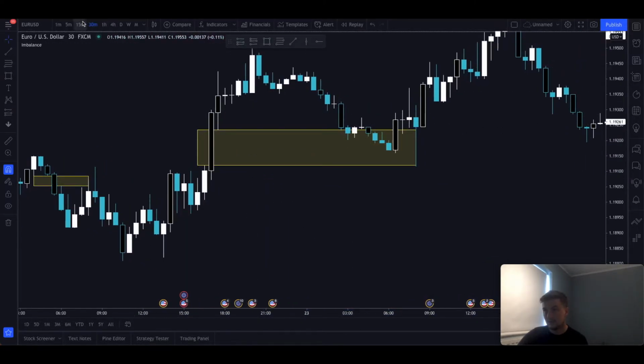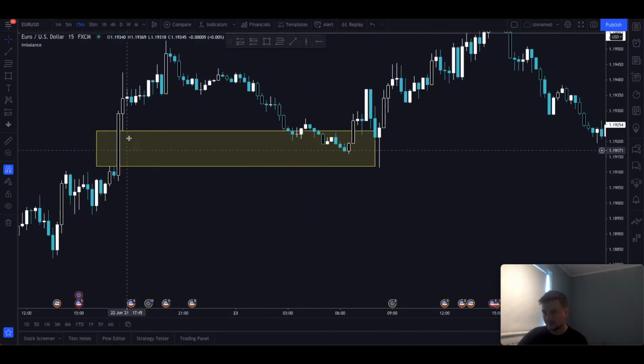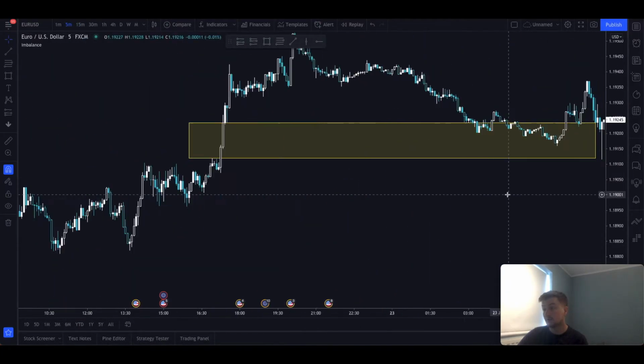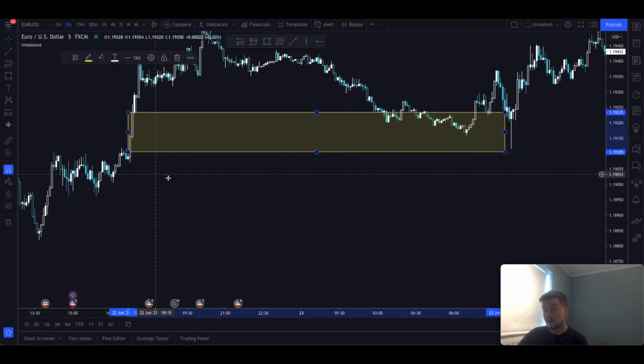And then go again, 15 minutes. And what do you see? Low still the same, high still the same. This would remain the same. And you can drop down to the 5 minutes if you want to. It's all personal preference, guys. It doesn't really matter. If you get in the trade and make profit, that's all that matters.